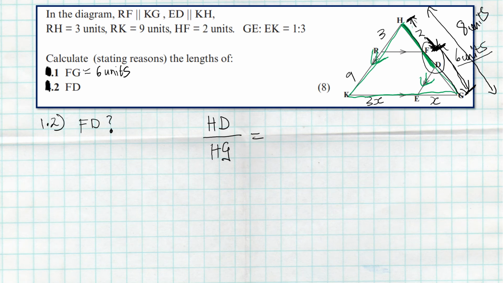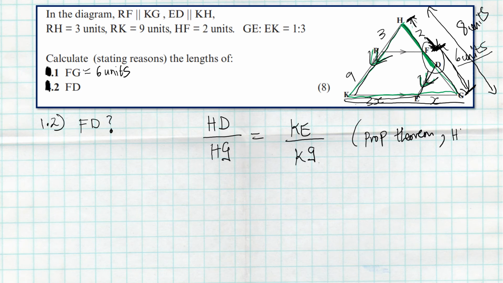Also, we're gonna do the same on this side, because we're using this proportionality here, these parallel lines. Don't forget, we're gonna say KE over the whole length, as we did on that side, which is KG, right? And this is by proportionality theorem, because you can see that HK is parallel to DE. So let us substitute our HD.